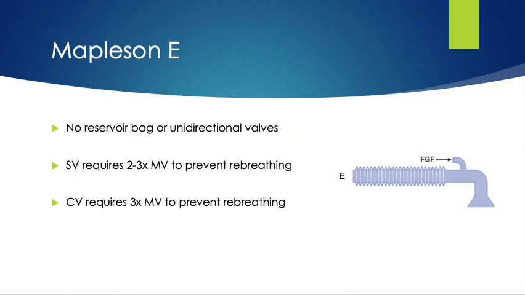Okay, next is Mapleson E. You can see here there's no reservoir bag or no unidirectional valves. Spontaneous ventilation requires 2 to 3 times the minute ventilation to prevent rebreathing, meaning the fresh gas flows need to be 2 to 3 times minute ventilation. And then for controlled ventilation, it's 3 times minute ventilation to prevent rebreathing.